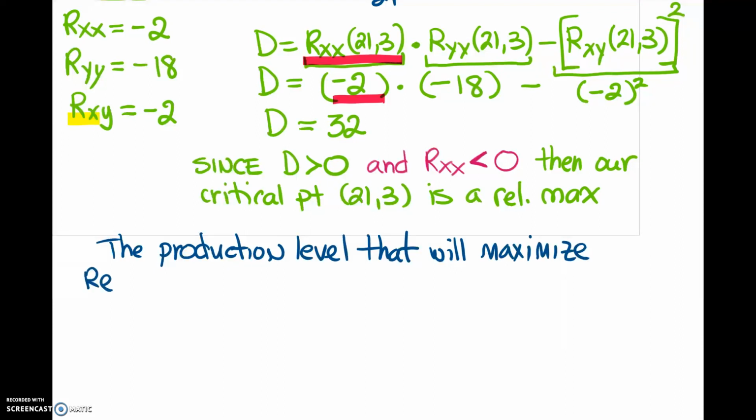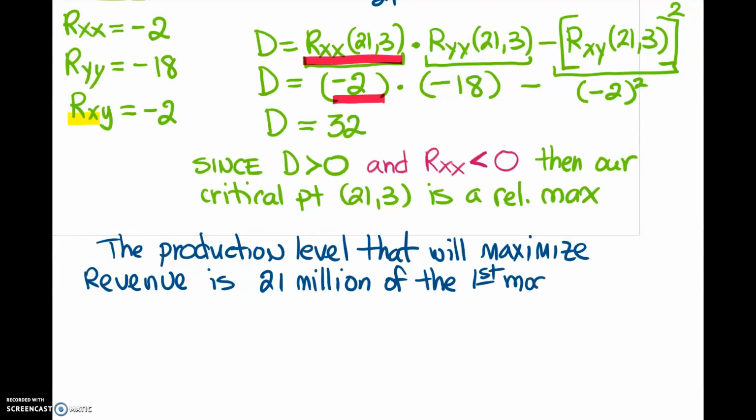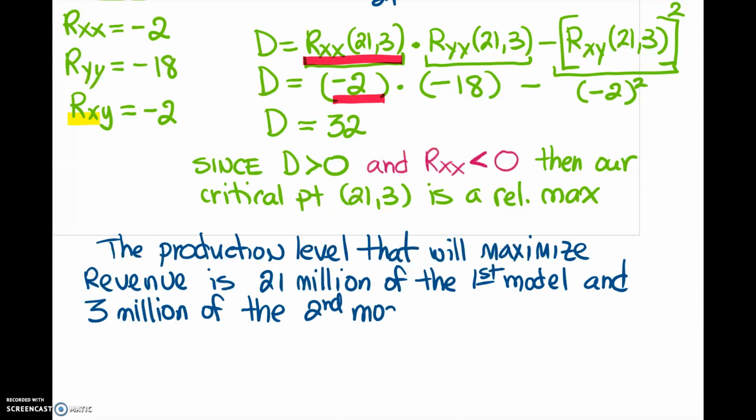We've got to remember what we're dealing with here. Revenue is 21 million of, and really they just sort of labeled them the first type. So let's see, of the first model, and 3 million of the second model MP3 player. Let's see if that makes sense. The production level that will maximize revenue is 21 million of the first model and 3 million of the second model.